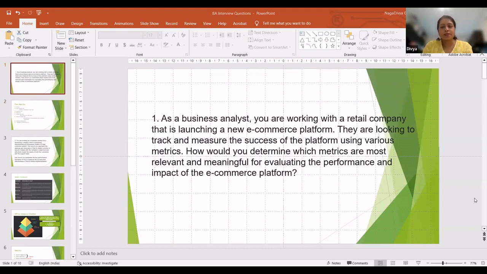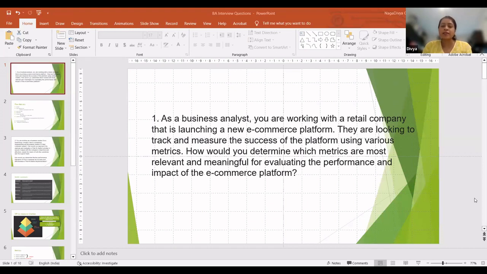The first question is, as a business analyst, you're working with a retail company that is launching a new e-commerce platform. They are looking to track and measure the success of the platform using various metrics. How would you determine which metrics are most relevant and meaningful for evaluating the performance and the impact of the e-commerce platform? So what is an e-commerce business?